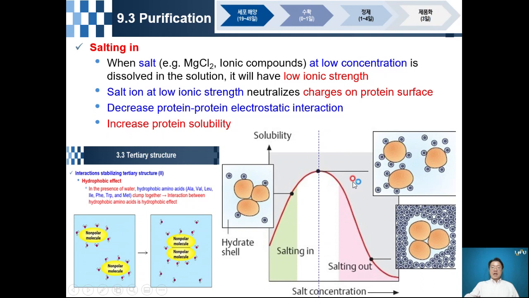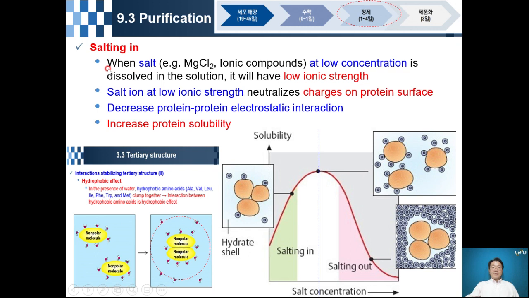Okay, in this slide I will explain the first step in purification. We call it salting in and salting out. Let me explain salting in first. Previously we learned about the hydrophobic effect. In the presence of water, hydrophobic amino acids clump together, and we call this the hydrophobic effect. So usually with proteins in solution, the hydrophobic effect happens and they clump together like this.